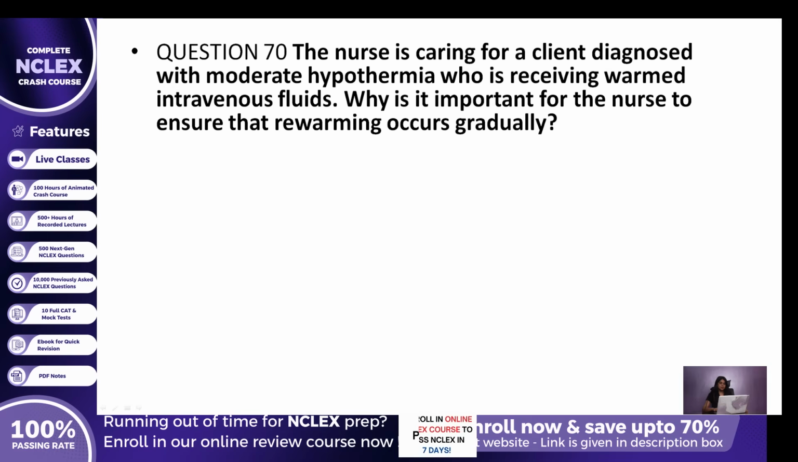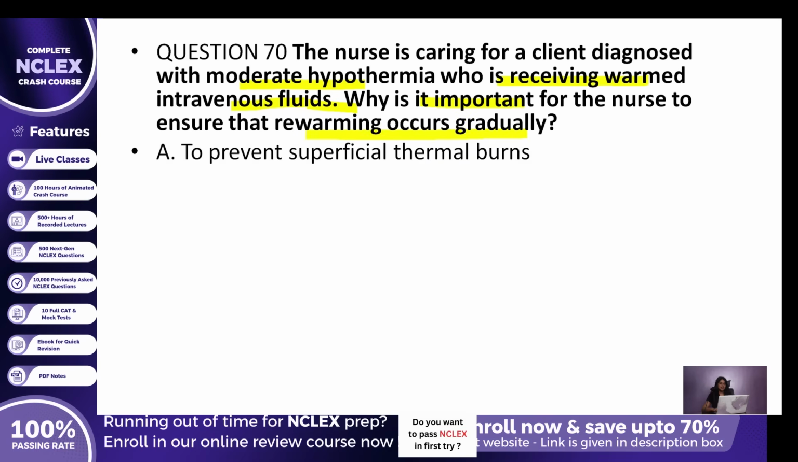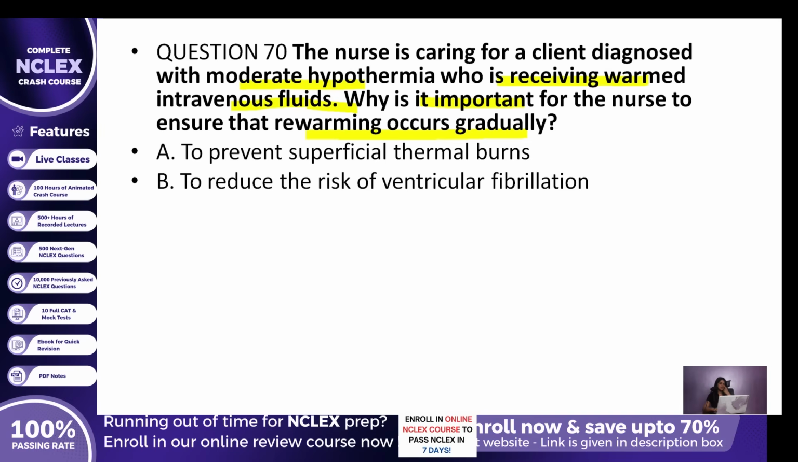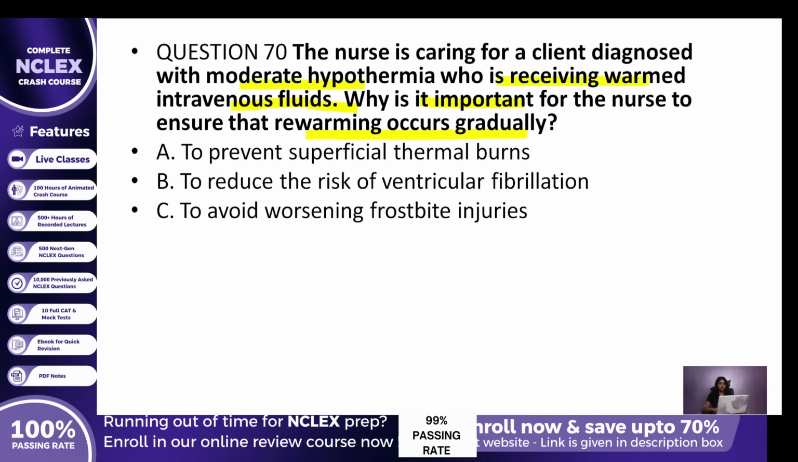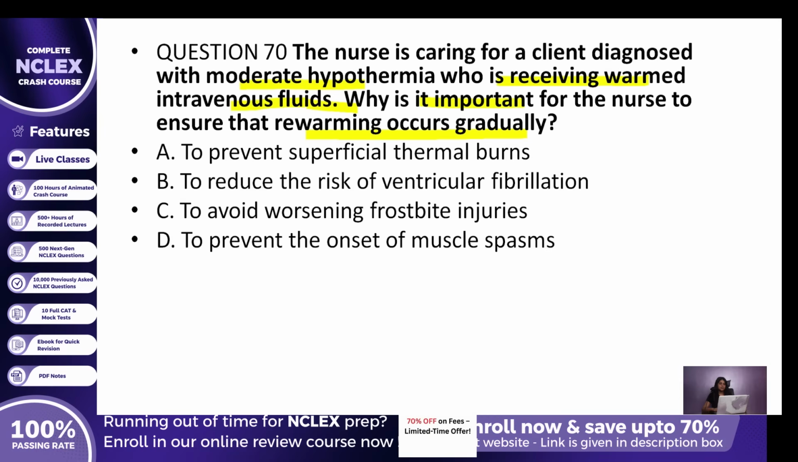Question 70. The nurse is caring for a client diagnosed with moderate hypothermia, who is receiving warmed intravenous fluids. Why is it important for the nurse to ensure that rewarming occurs gradually? The options are A. To prevent superficial thermal burns, B. To reduce the risk of ventricular fibrillation, C. To avoid worsening frostbite injuries, D. To prevent the onset of muscle spasms.